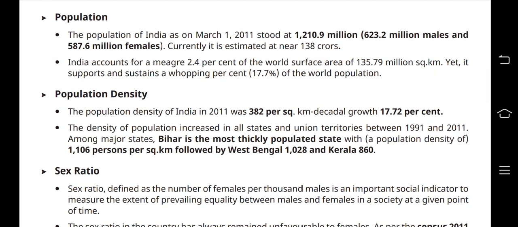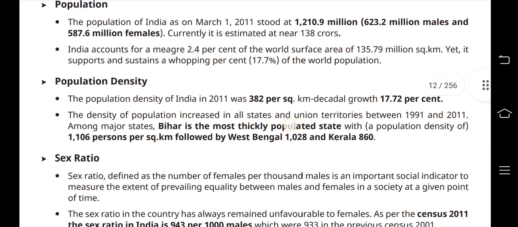Population density. The population density of India in 2011 was 382 per square kilometer. Decadal growth 17.72%. The density of population increased in all states and union territories between 1991 to 2011. Among major states, Bihar is the most thickly populated state with a population density of 1,106 persons per square kilometer, followed by West Bengal 1,028, and Kerala 860.